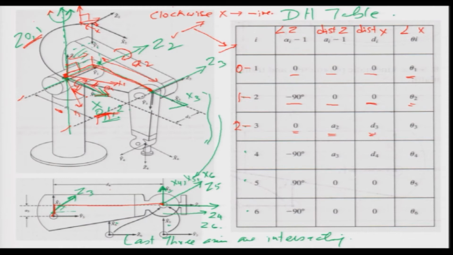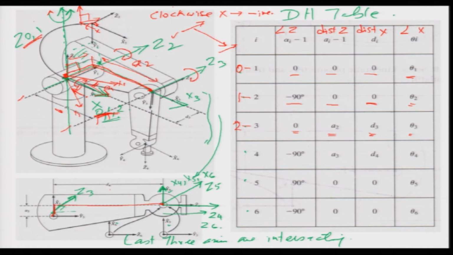And when link 3 rotates either clockwise or anti-clockwise, what will change? The angle between x3 and x2. Theta is the angle between the x2 axis, which is pointing in this direction, and x3 is here. So, when axis 3 rotates, theta 3 is going to change.